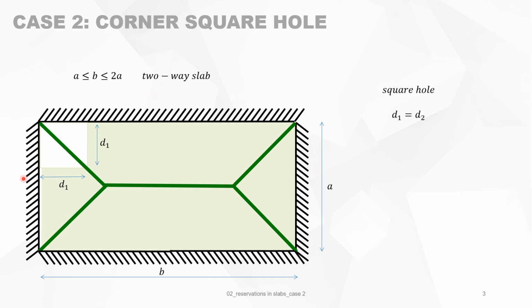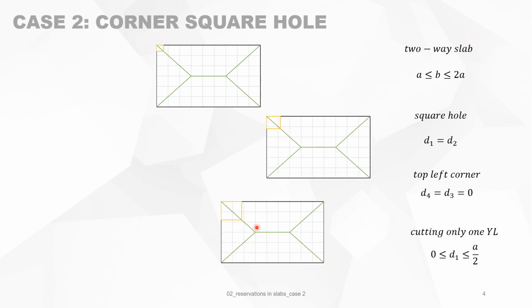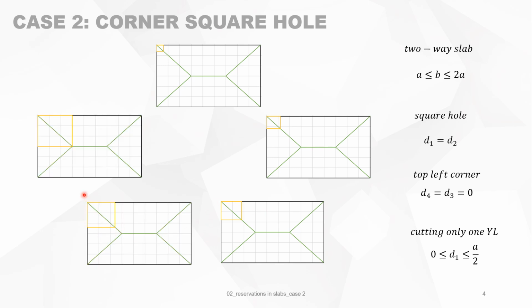So the conditions for this case 2 are d1 is equal to d2. The top left corner means that d4 and d3 are 0. And we are cutting only one yield line, which means that d1 must be between 0 and A over 2. Taking all those limitations into consideration, we have a reservation like, for instance, there in the corner. It can be bigger, and you end up there. So it's between this hole and this hole.